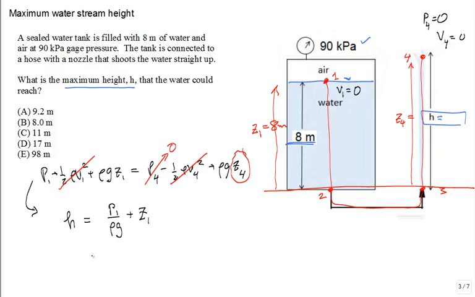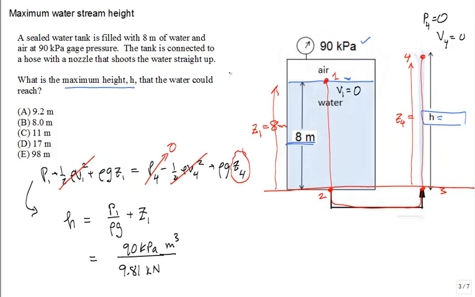And we can substitute numbers. So the gauge pressure at 1 is 90 kilopascal divided by rho g, 9.81 kilonewton per meter cubed. Did I do the rho g right? 9.81 kilonewton per meter cubed.